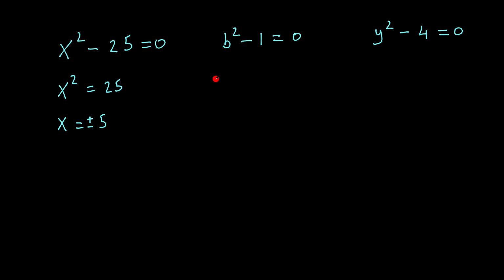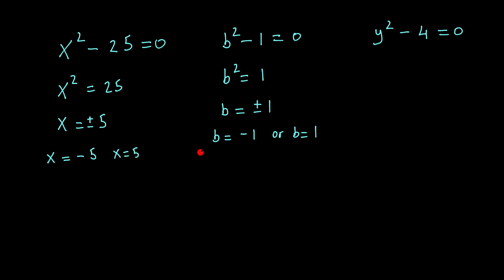Let's have a look at the next one here. So we have b squared minus 1 is equal to 0. Once again, we take the minus 1 to the other side, and it becomes a plus 1. And then we take the square root of both sides, and that will give me b is equal to plus and minus 1. b is either equal to minus 1 or b is equal to 1. And the same case for this, I should have stated that. So either x is equal to minus 5 or x is equal to 5. So these are the two solutions for that.